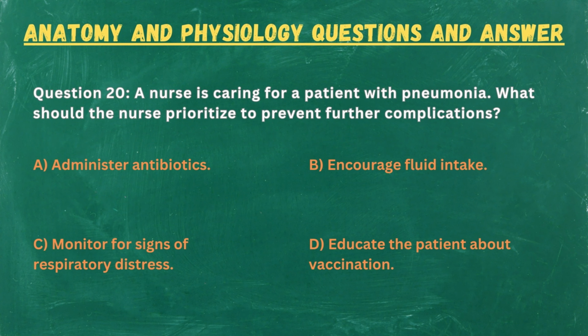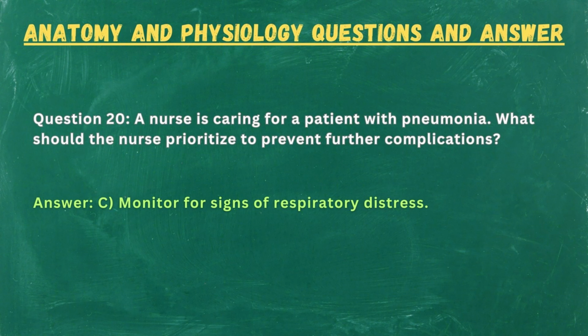Question 20. A nurse is caring for a patient with pneumonia. What should the nurse prioritize to prevent further complications? A. Administer antibiotics. B. Encourage fluid intake. C. Monitor for signs of respiratory distress. D. Educate the patient about vaccination. Answer: C. Monitor for signs of respiratory distress.